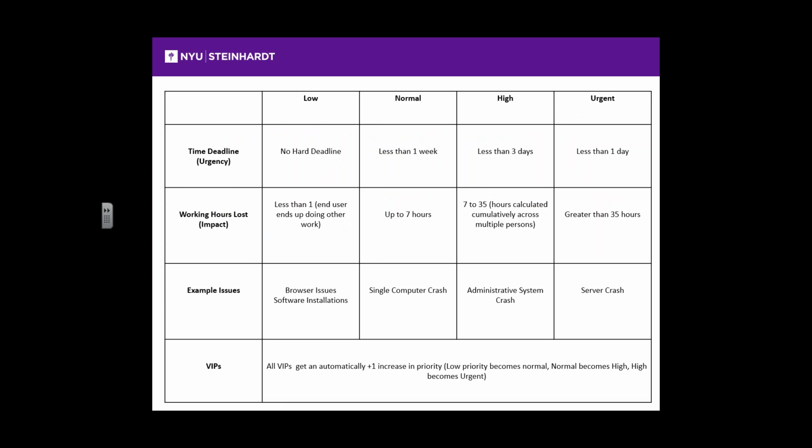So for example, this is our ticket priority matrix. This is how we calculate what's low, normal, high, and urgent based on a time deadline and working hours lost. A core student technician would have an agenda. They would talk about how we set priority, and then as a reference point, this would be given to the new technician so that they could look up how to, as a piece of reference material.